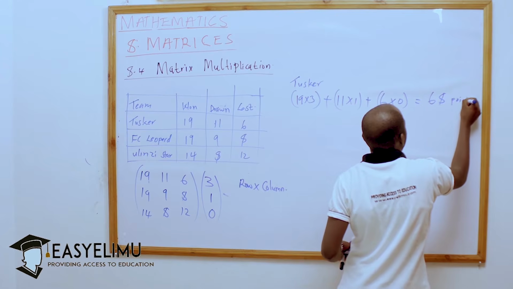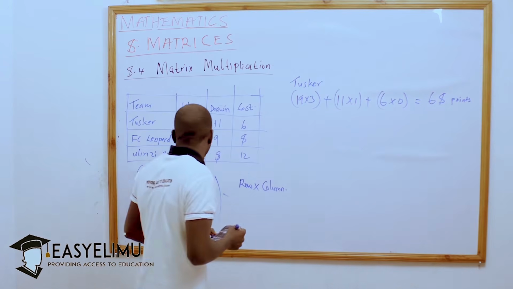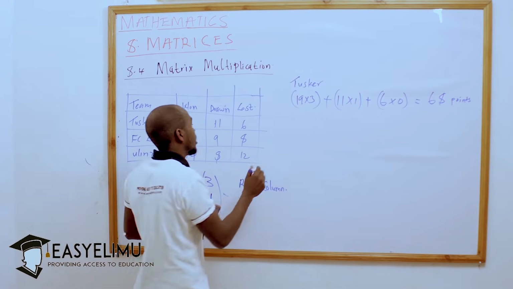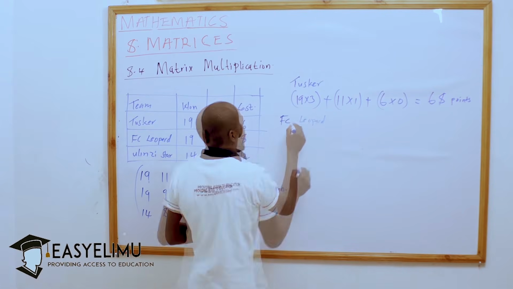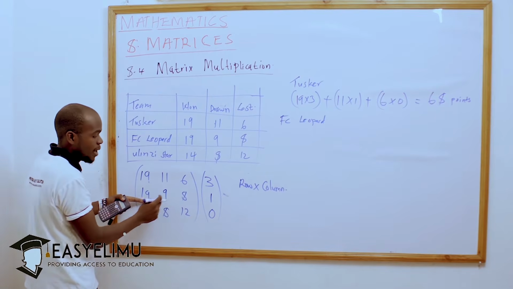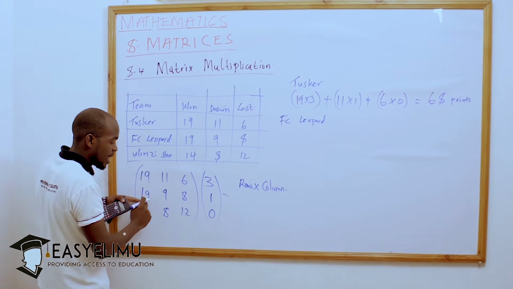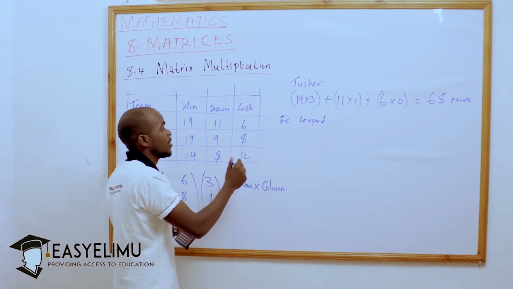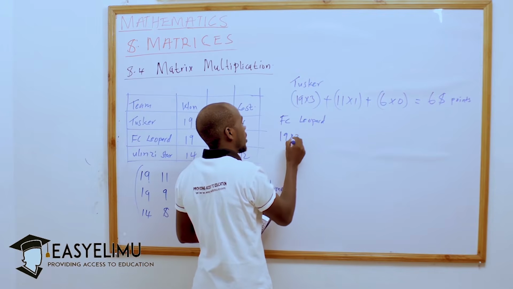So this one is 68 points. And then for the other row, this second row, it will be now for the team of FC Leopard. For FC Leopard, it will be 19 by 3. Now we don't multiply by 1, 0. We start with the row and then column. So it will be 19 by 3.